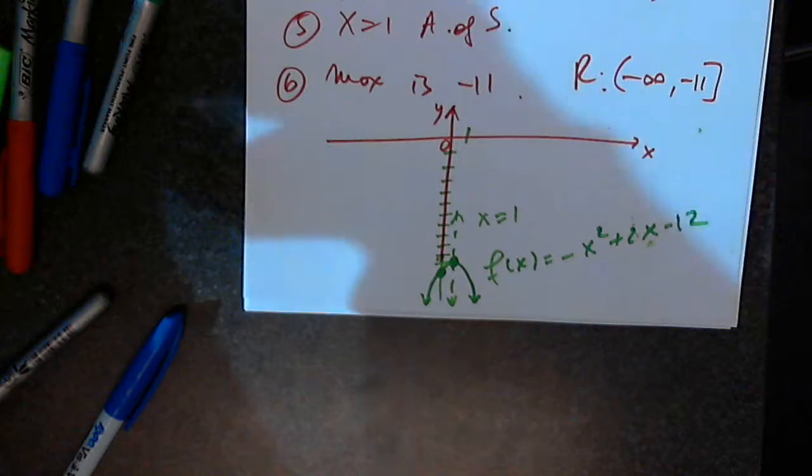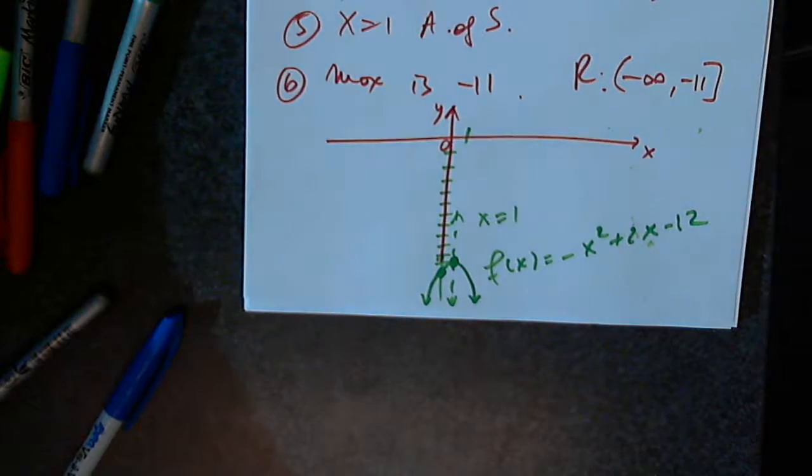Let's graph this function with the graphing calculator. We know that to adjust the viewing window. So here it is, plug it in: y equals negative x squared plus 2x minus 12. And go to the viewing window.